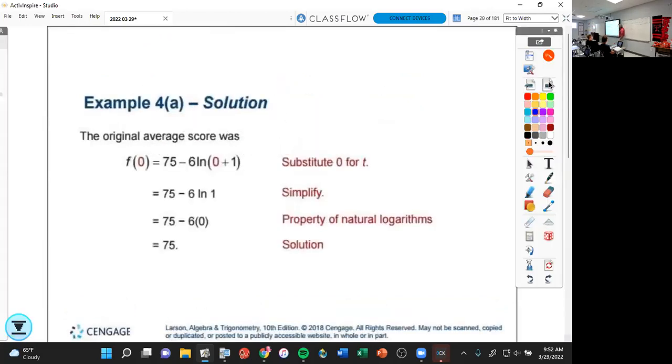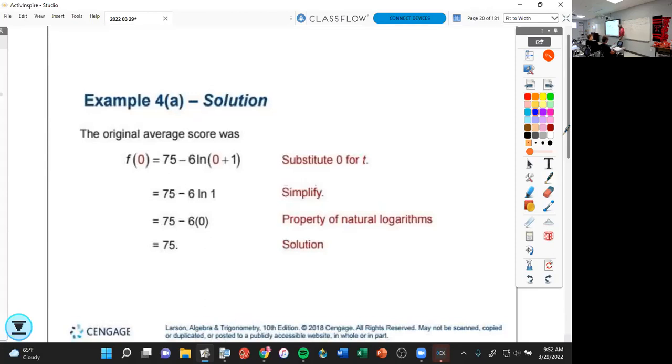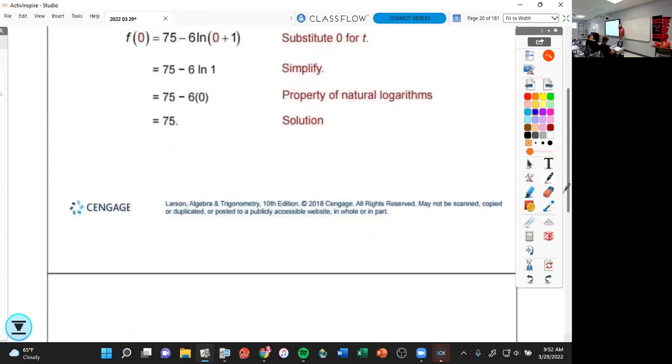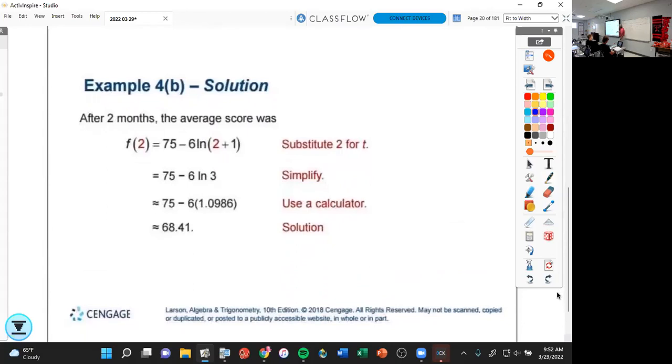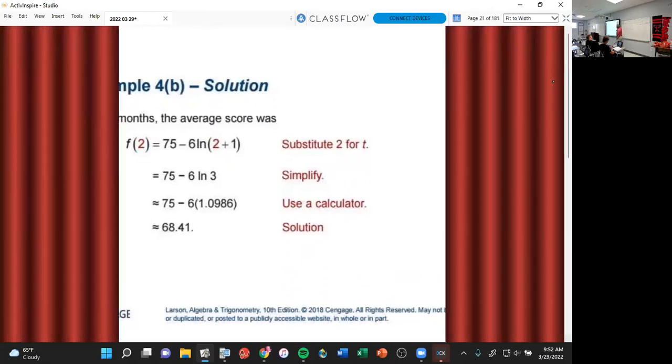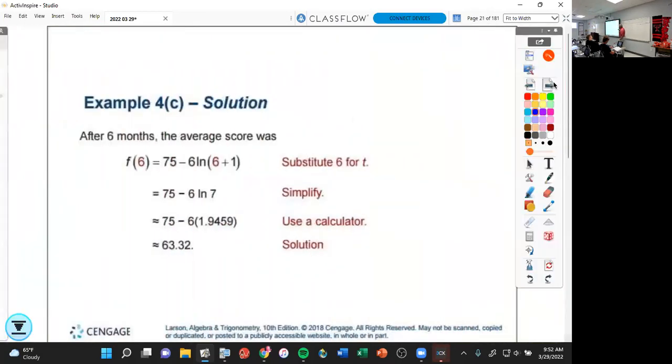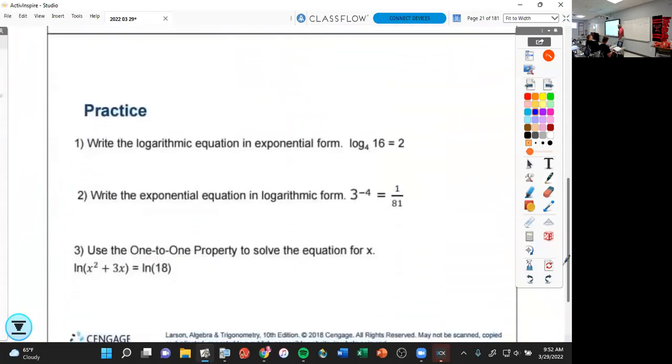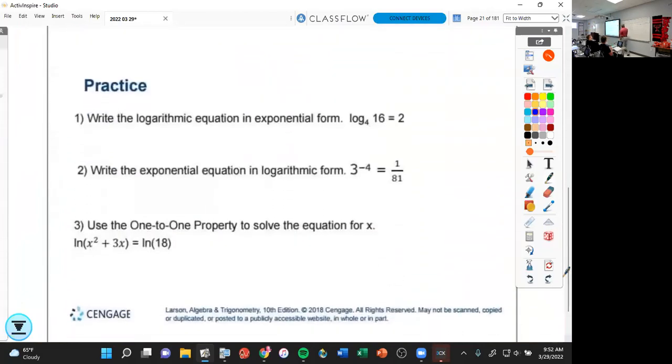There's part A, 75. Part B, 68.41. Part C, 63.32. And that's it for 5.2. Any questions?